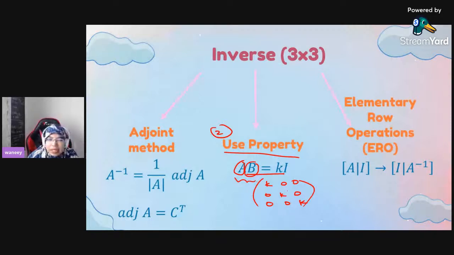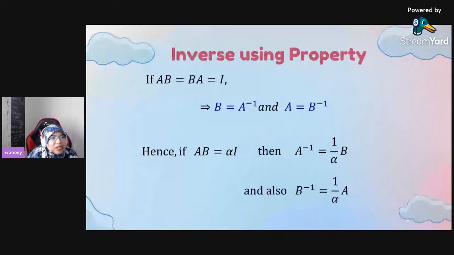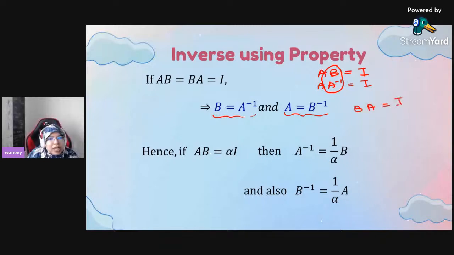Okay, next. Right, so inverse by using property: if AB equals BA and that is equal to I, so that means B is equal to the inverse of A and A is actually the inverse of B, because when AB is equal to I, then it simply means that B is A inverse. If we have BA equal to I, then B inverse is equal to A, so A will be equal to B inverse.